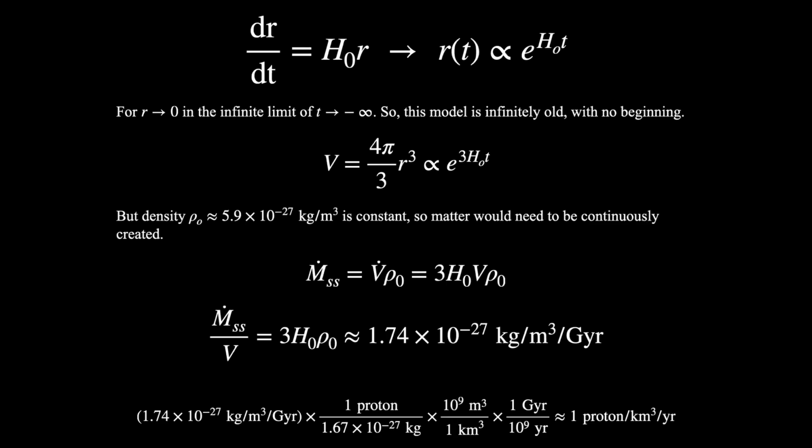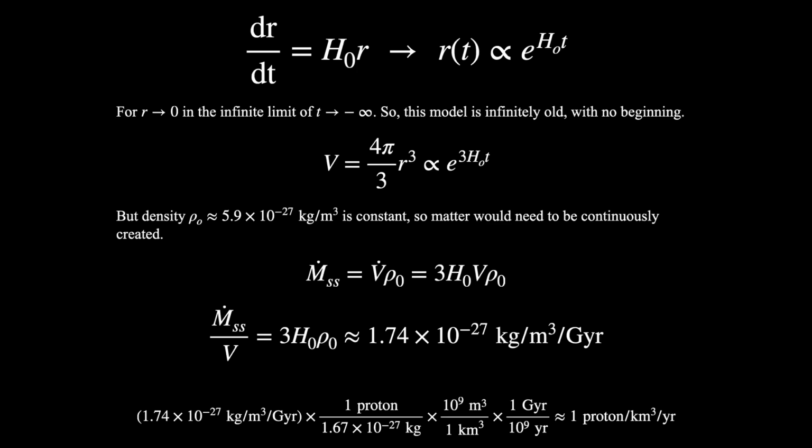Now, the density of the universe currently is pretty close to the critical density, which is 5.9 times 10 to the minus 27th kilograms per cubic meter. If we keep that constant, matter would have to be continuously created inside that volume because that volume is expanding, right? So the matter that needs to be added in the steady state model, M dot steady state, is equal to the volume change with respect to time, that's what the dot is, the change with respect to time, times the density. So the volume times the density, well, that's equal to, what's V dot? That's just the derivative of the exponential. And that is simply 3 times the Hubble constant times the volume times the density.